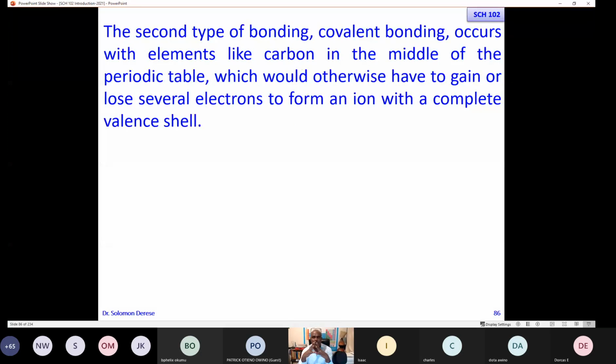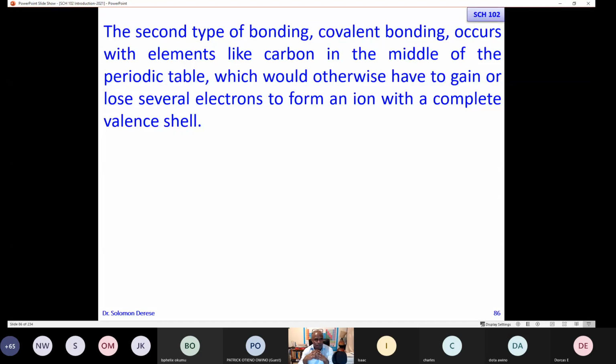Okay, so the first type of chemical bonding we have seen is ionic bonding. A bond that results from the transfer of electrons. This ionic bonding is a chemical bonding that exists between atoms that are at the extreme ends of the periodic table, between extreme left and extreme right. When these atoms form a bond, the bond is going to be ionic bonding.